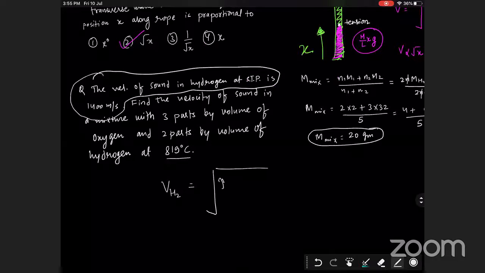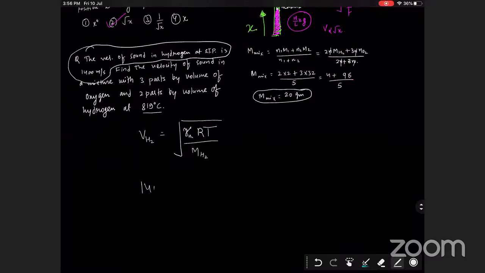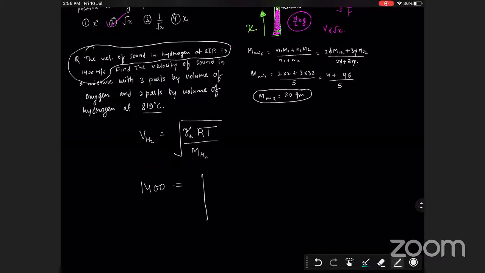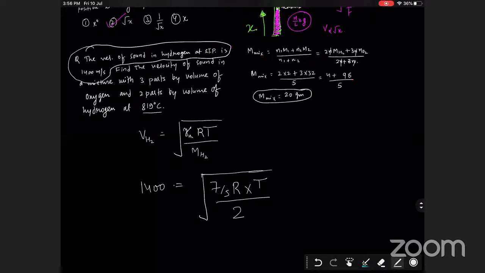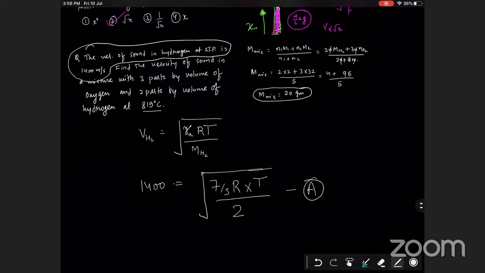gamma for hydrogen, RT by mass of hydrogen gas, that is 2. They are giving 1400, I don't know why, that is useless. Gamma for diatomic is 7 by 5, right? So 7 by 5 into R into T, STP temperature, and the mass of hydrogen gas is 2. Suppose this is equation A.